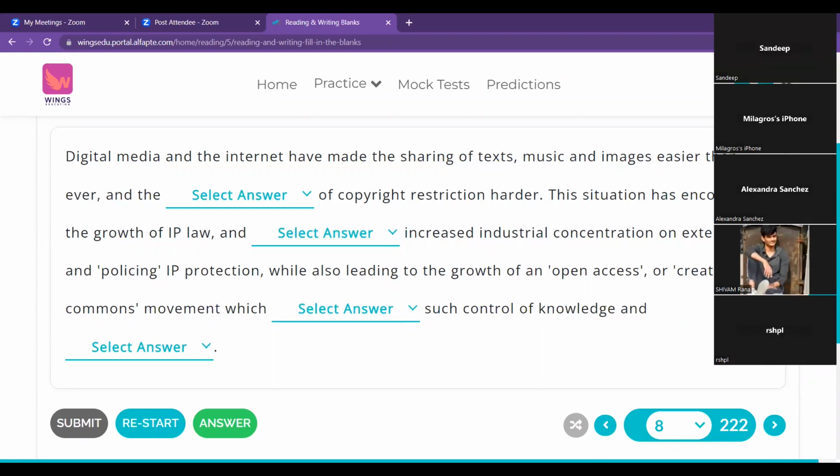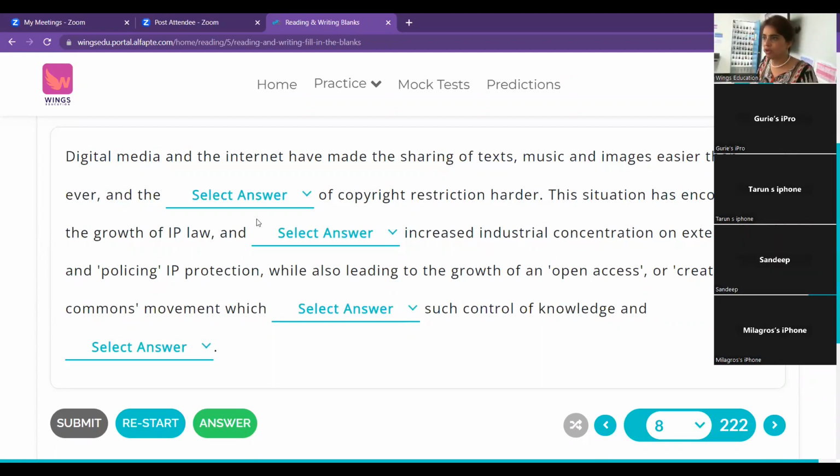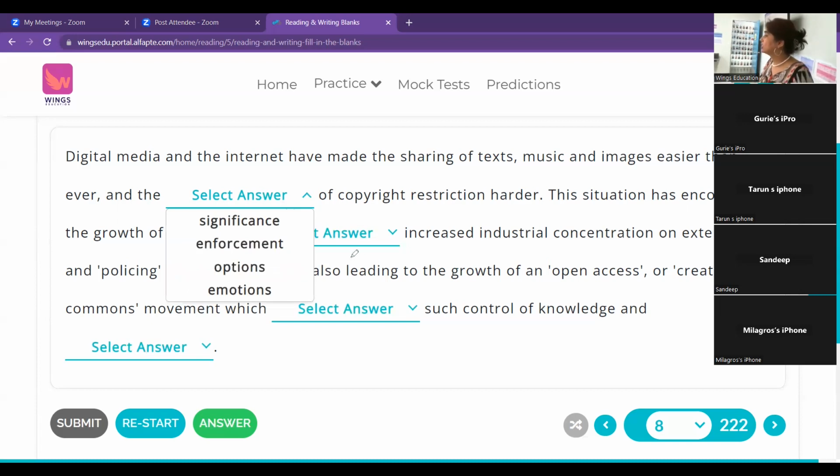Alexandra, did you guys predict anything? I told you to predict. You are my old students. So let's look at this. Now, the best thing with prediction is your answer might be there, might not be there. But then what is the closest to the thing that is going in your head?